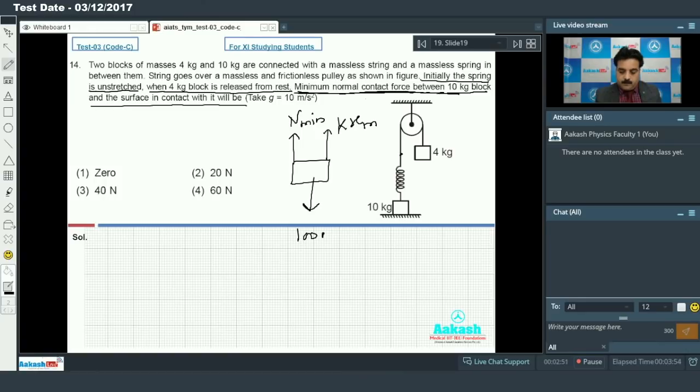mg, 100 Newton, will act in downward direction. So now if I go for the work energy theorem, according to this theorem, work done by all forces is equal to change in kinetic energy. Initially the block was at rest, and finally when spring force is maximum, it will again come to rest, so there is no confusion: change in kinetic energy will be 0.